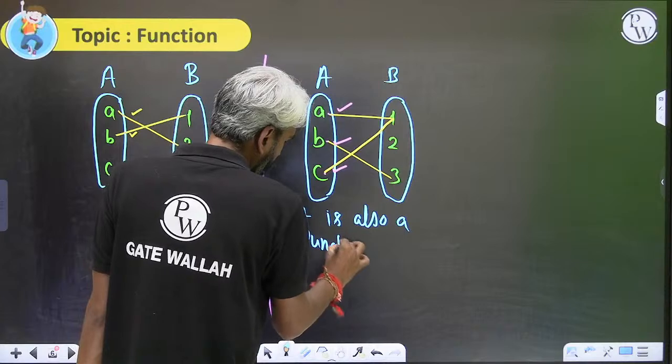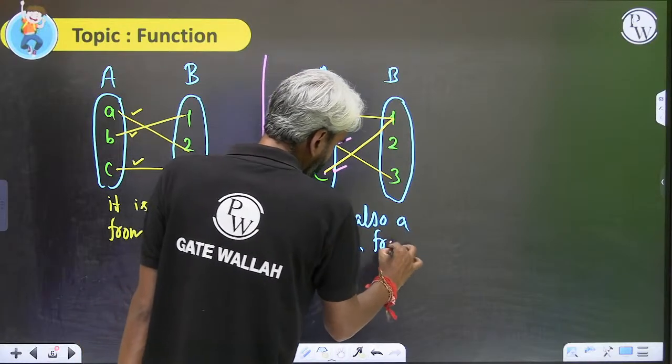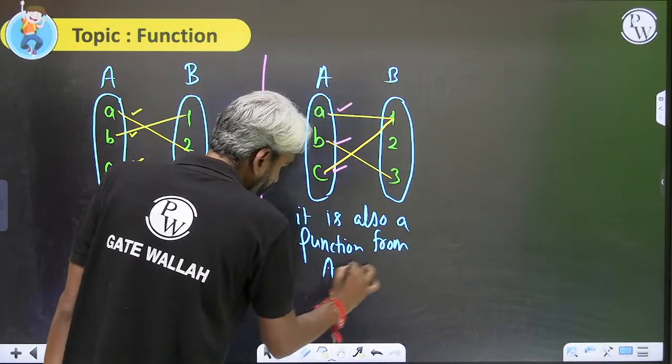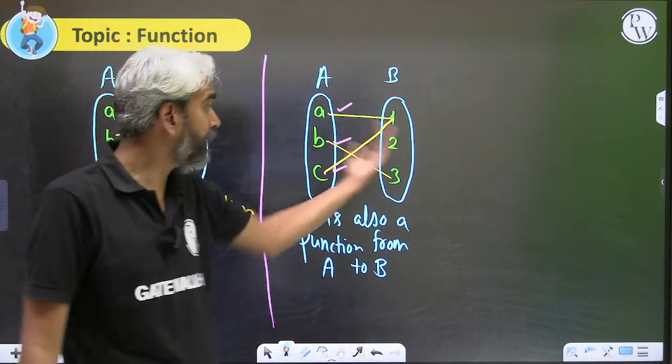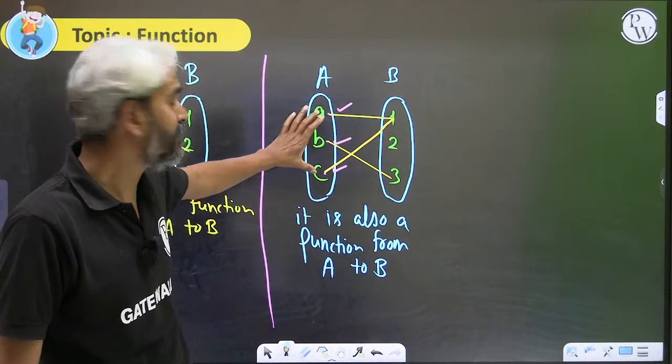But it is a function from A to B. Is it a function from B to A? No, sir, it is not a function from B to A, because if we see from B to A, one is having two images in set A.